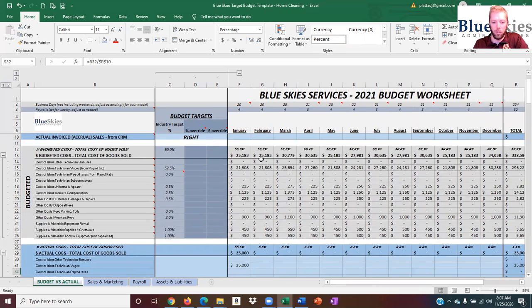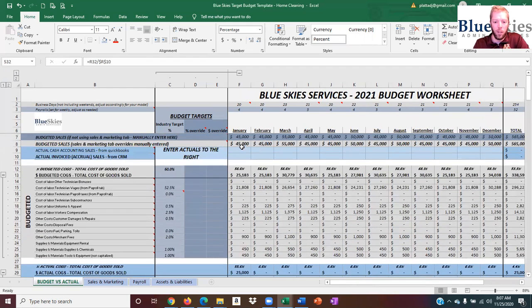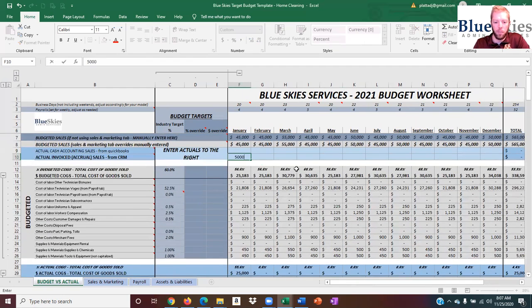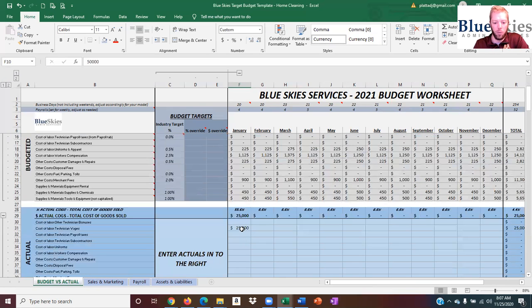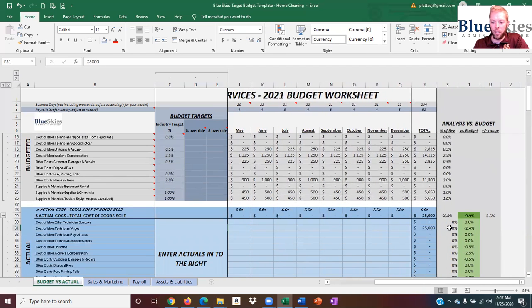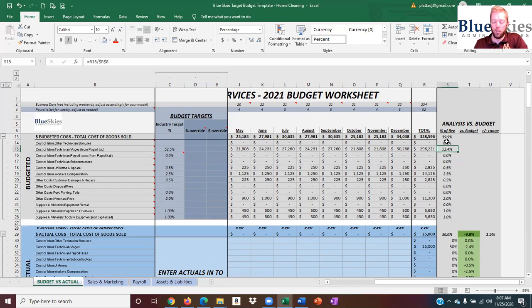So let's dump some sales in. Let's say we did 50,000 in January. So we outdid our budget there. We did 50,000. We paid 25,000 in wages. It'll then calculate what percentage you paid in wages, and if that was better or worse than your target. So our target is 52.4% effectively as it rolls through here. We did 50%, so we beat it by 2.4. And then this is colored green.